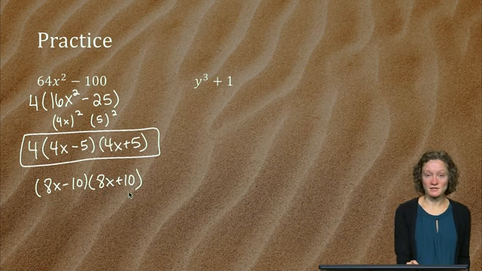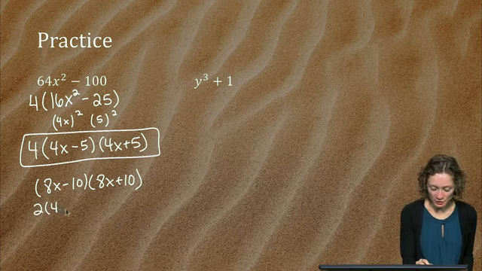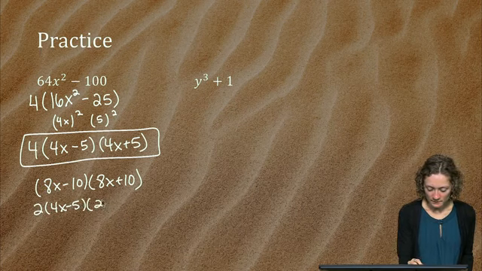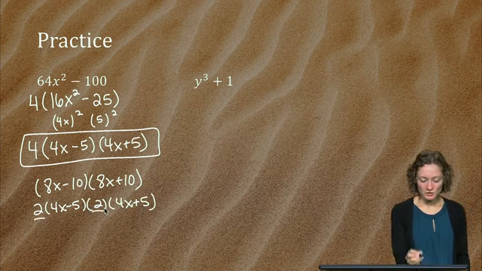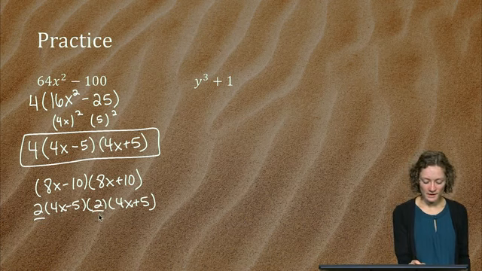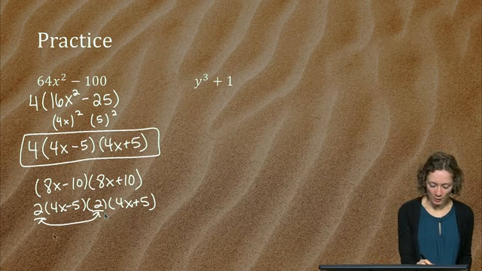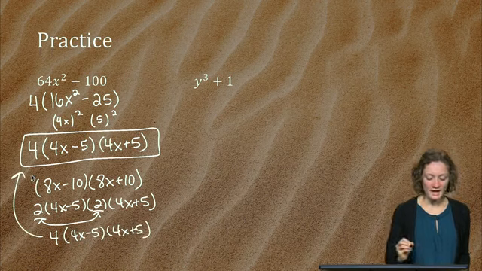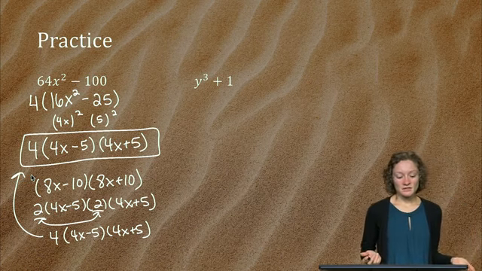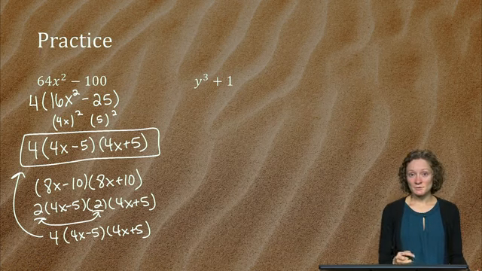Do each of these factors individually have a greatest common factor? They do. Each one has a 2. If you take out each of those 2's, then you're left with 4x minus 5, 4x plus 5, and then it would be expected that you then pulled the two numbers together, multiply them, and you have 4 times 4x minus 5, 4x plus 5, which is exactly what we got doing it the other way. So this is a good example of a problem where it didn't necessarily matter if you did it first, but there are times when it won't work.